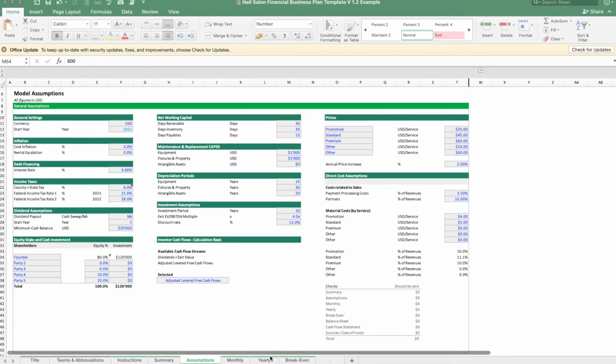In preparing a financial plan for a nail salon, we need to work through a set of assumptions. This template already has various assumptions pre-configured, so I will not go into every detail. I will just focus on the main points which are really essential when you want to plan out how your nail salon can take shape.